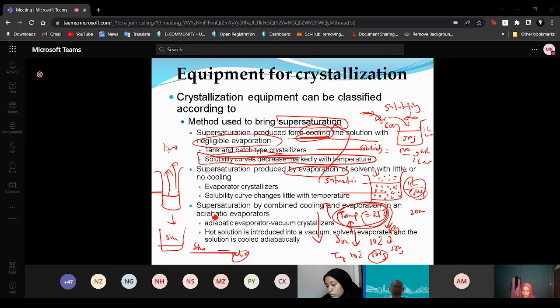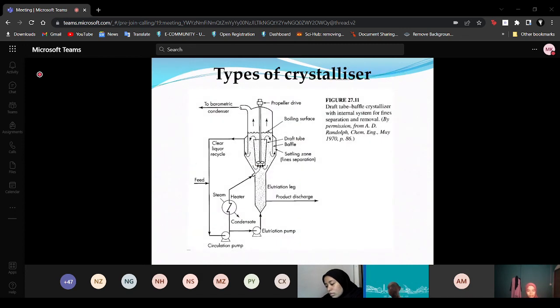Supersaturation can also be achieved by combining methods: cooling and evaporation together, so it's faster. You evaporate and then cool. It becomes concentrated, meaning more solute in a small amount of liquid. Then it cools down and you obtain the crystals faster. So this is the method of reaching supersaturation. Once you know the method, you can relate it to the type of crystallizer.